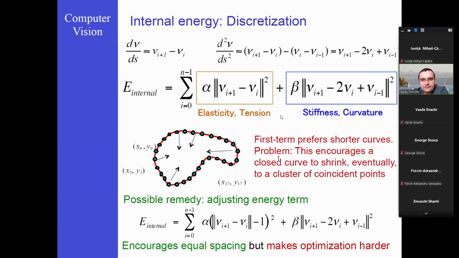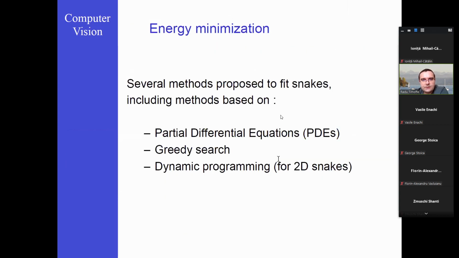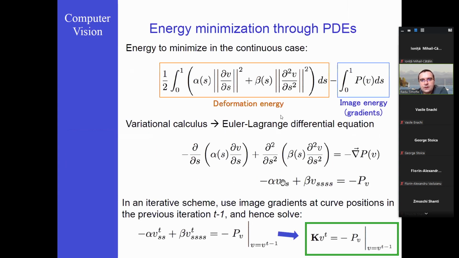Okay, so I won't go into this because this is the kind of technique that is not much used nowadays. In order to minimize such energies, there are quite a number of ways of doing that, like partial differential equations, greedy search, and dynamic programming.